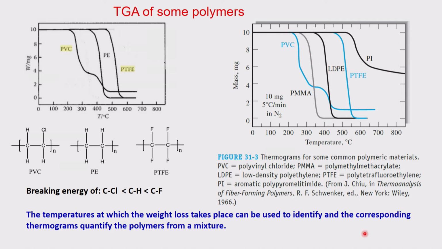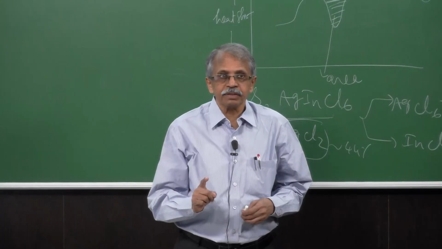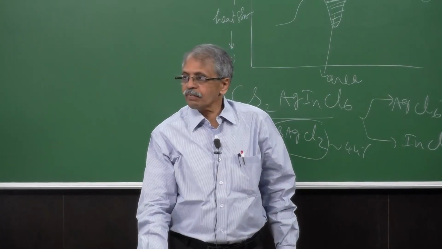If you see the figure caption, you will find PVC is polyvinyl chloride, PMMA is polymethyl methacrylate, LDPE is low density polyethylene, and PTFE is polytetrafluoroethylene, and there is aromatic polypyromellitimide. In case you have missed any of these, you can Google and get it. So, do not be so scared of that. These are all polymers which are used for a variety of applications. Why are we doing this? Because they are used for a variety of applications.